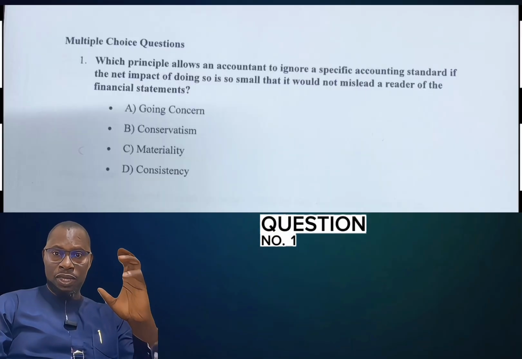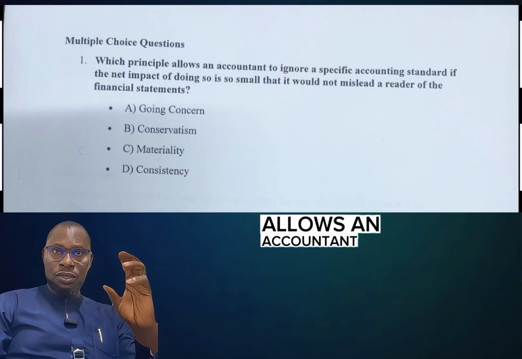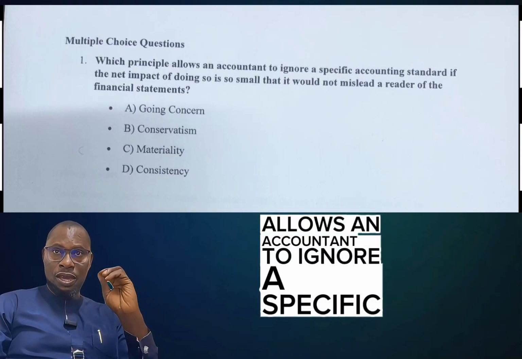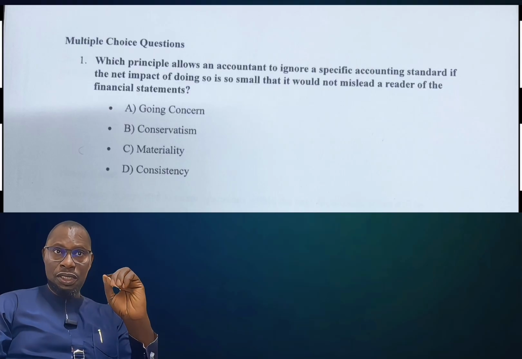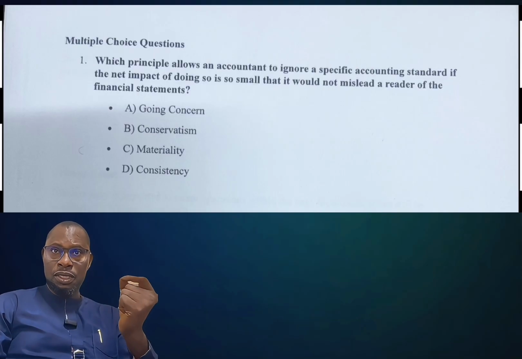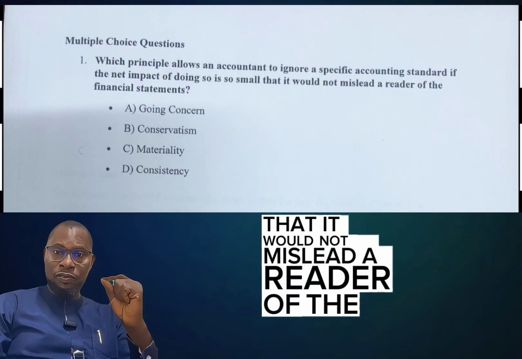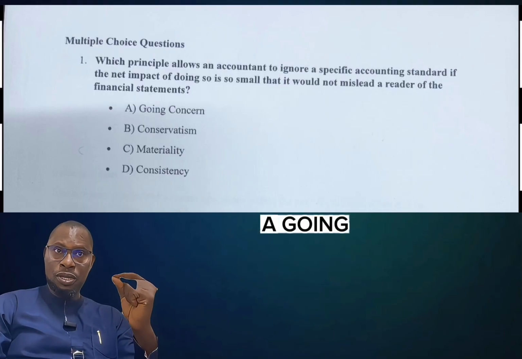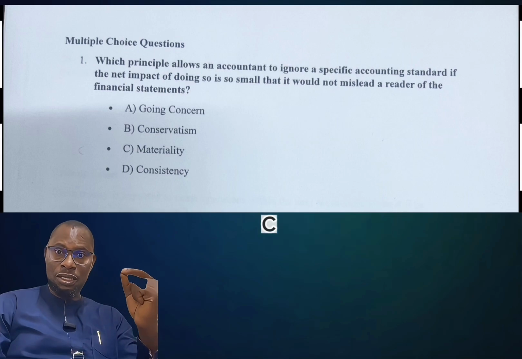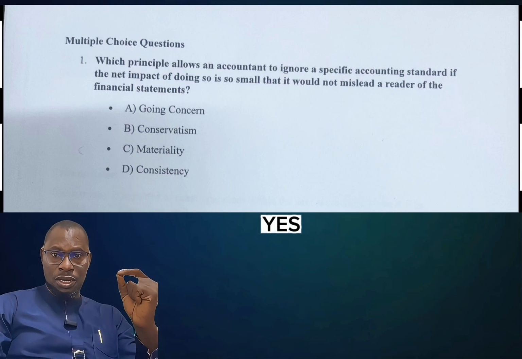Question number 1, a multiple choice question. Which principle allows an accountant to ignore a specific accounting standard if the net impact of doing so is so small that it would not mislead a reader of the financial statement? A, going concern. B, conservatism. C, materiality. D, consistency. Do you know the correct answer?